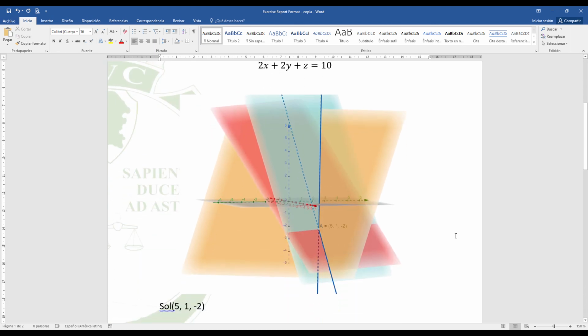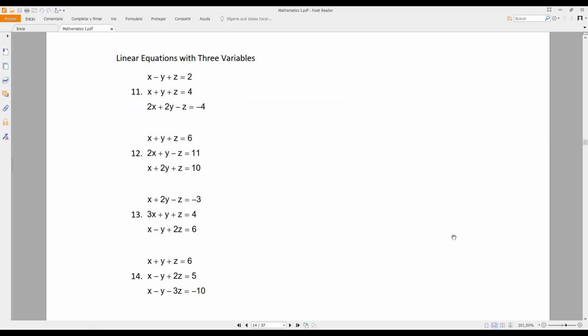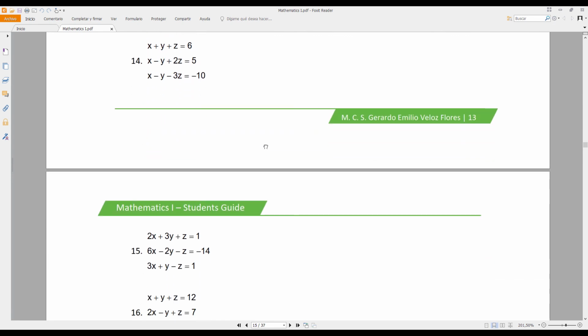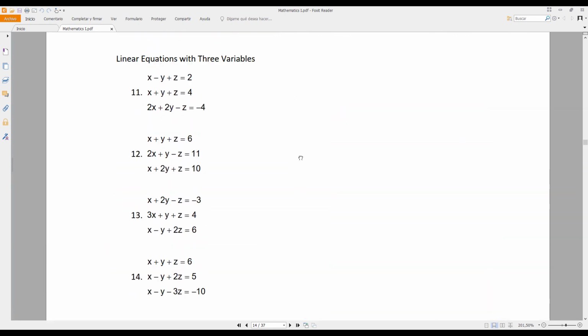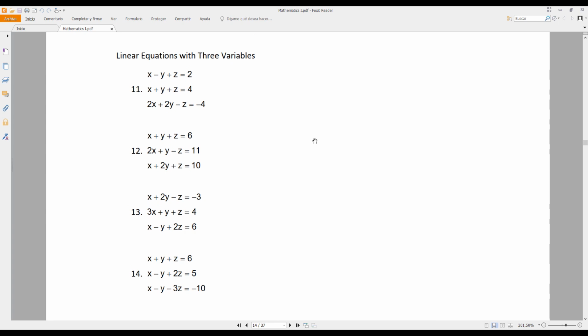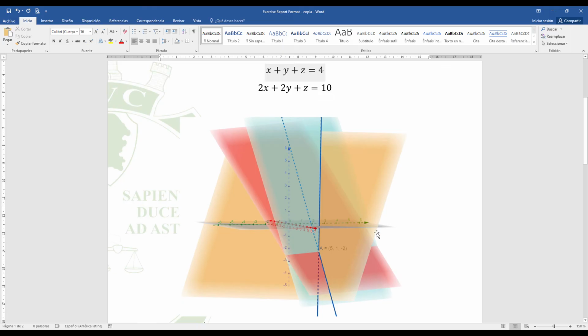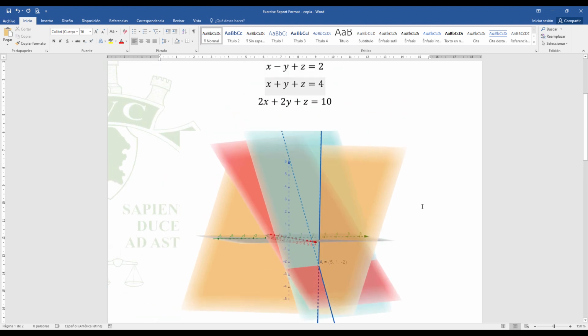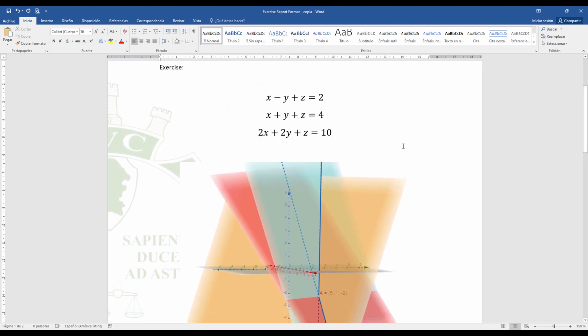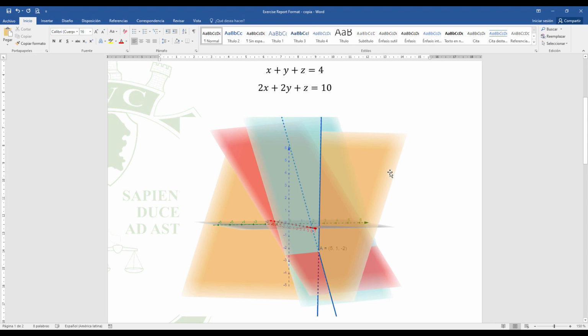Now, for today you will send me exercises 11, 12, 13, 14 and 15. You will solve using 3D GeoGebra, with a little description of that. But remember the logic here. You will intersect two planes and get two lines, and those lines intersect again and you get the value.